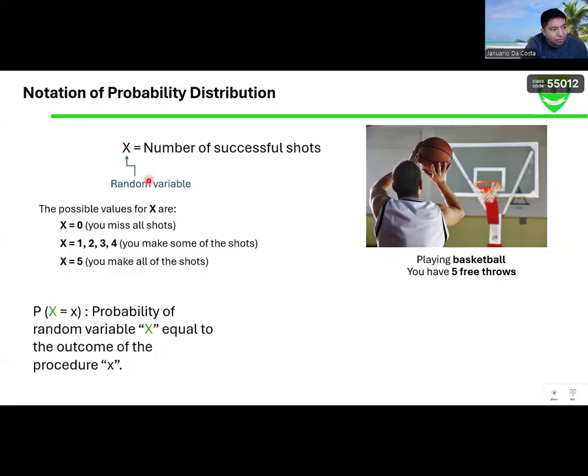So the probability of the number of successful shots equals 1. If I write P of big X equals 1, that means the probability that the number of successful shots is equal to 1. That's how you read it.